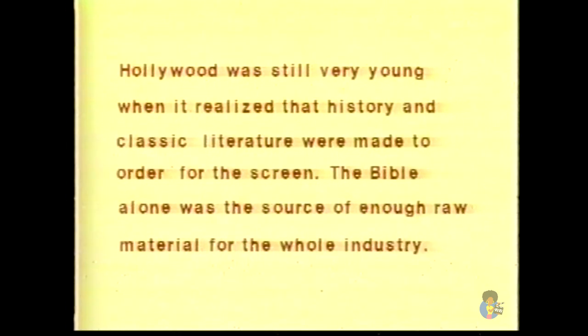Usually, the main idea is expressed in one of the sentences in the paragraph, or in a part of the sentence. This sentence is called the topic sentence. It expresses the most important idea, the main idea of the paragraph. What's the most important idea of this paragraph? History and classic literature were made to order for the screen. Right. The most important idea of the paragraph is that history and classic literature are good subjects for movies. So the first sentence in this paragraph is the topic sentence, and the topic sentence expresses the main idea. The other sentence in the paragraph, the one about the Bible, supports the main idea.